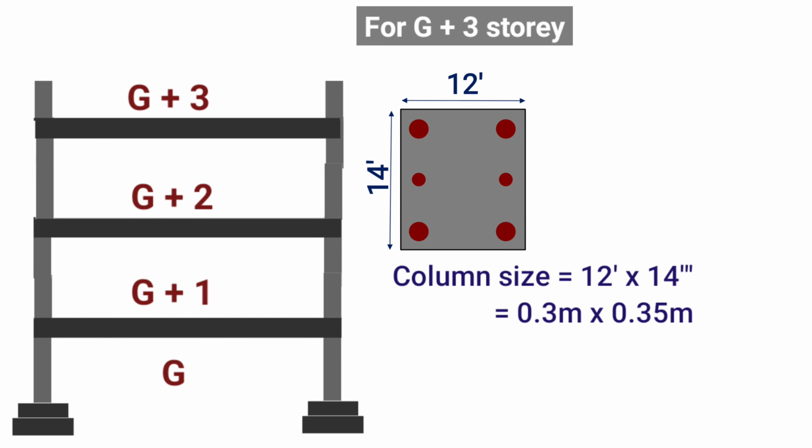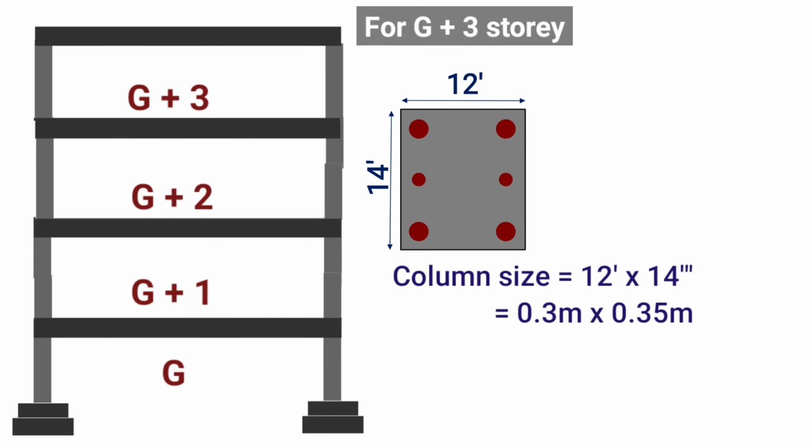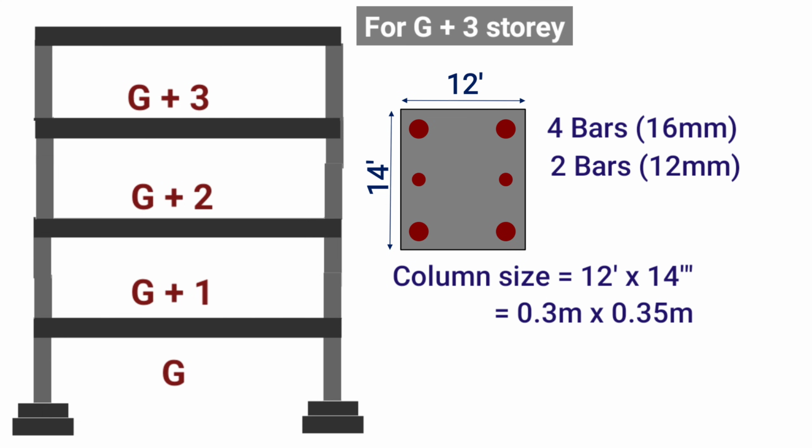The minimum column size for G+3 story should be taken as 12 inches into 14 inches or 0.3 meter into 0.35 meter. And we should provide a minimum of 4 number of steel bars of minimum dia 16 mm and 2 number of steel bars of dia 12 mm plus tie bars of size 10 mm spaced at 150 mm center to center.